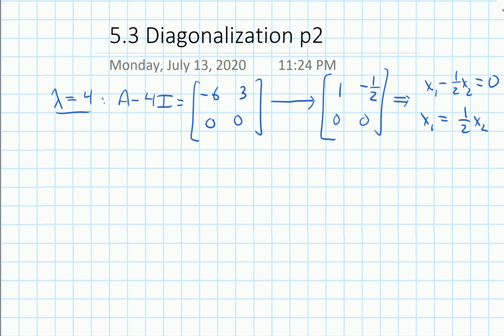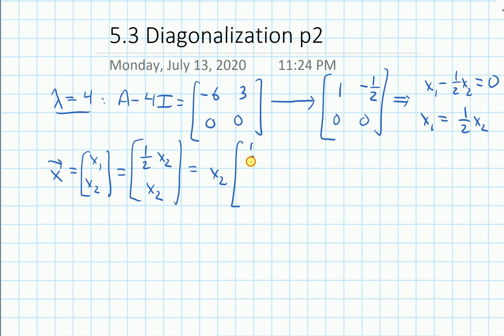But remember that I can pick any multiple of this as long as I don't pick the 0 vector. So in particular, it actually might be nicer to pick 2 times this vector, because if I multiply by 2, I get rid of the fractions. So if I wanted to pick 1, 2 as an eigenvector that corresponded with this eigenvalue 4, I definitely could. Nothing wrong with that. It's a perfectly legitimate eigenvector for 4.